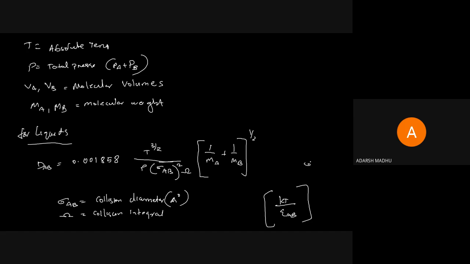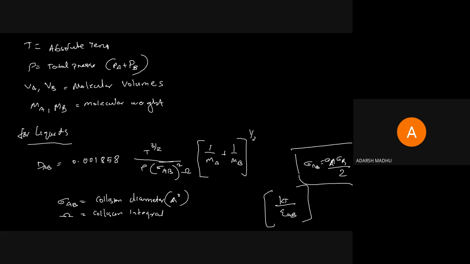Sigma AB equals sigma A plus sigma B by 2. It will be given in your problem. The sigma A and sigma B values will be given, and sigma AB can be found by sigma A plus sigma B by 2. And then, to find the omega value, use the equation in terms of kT by sigma AB.